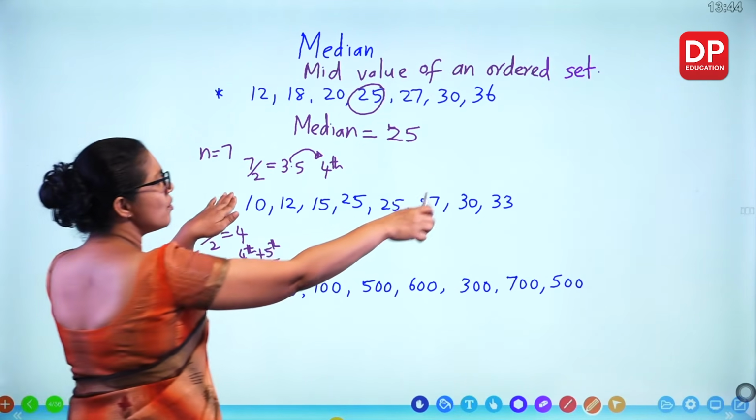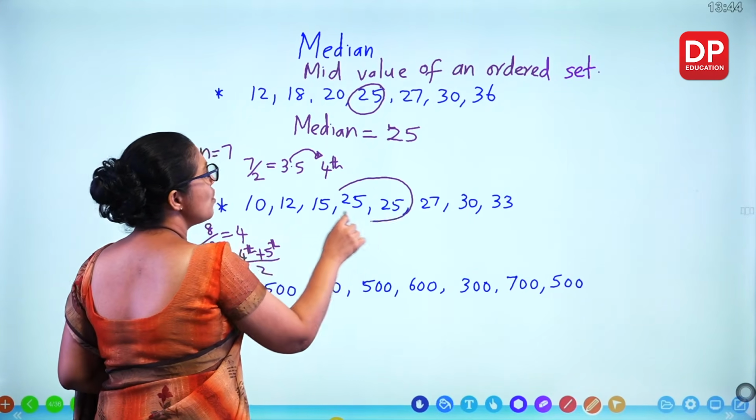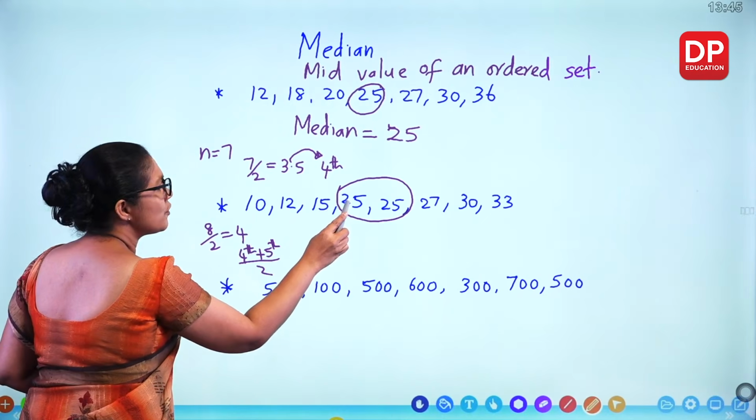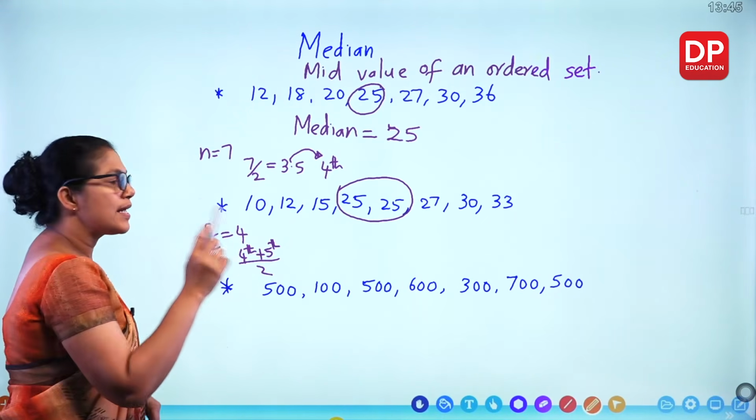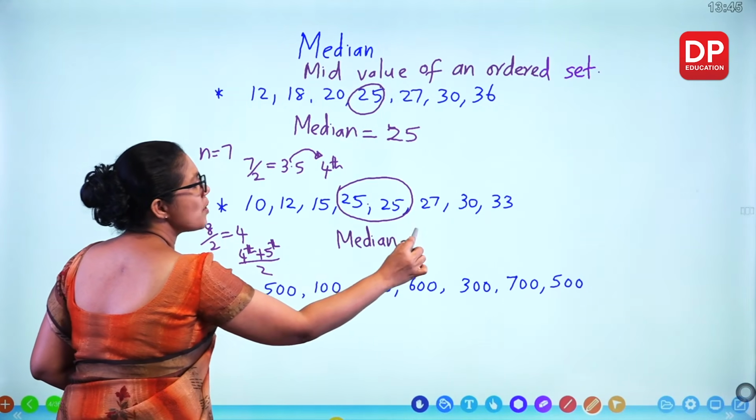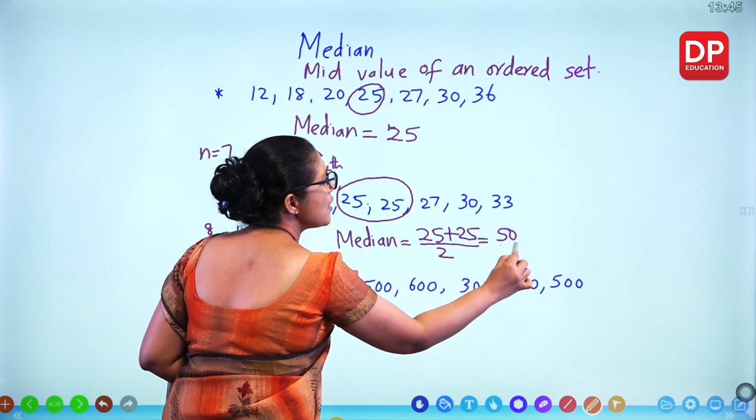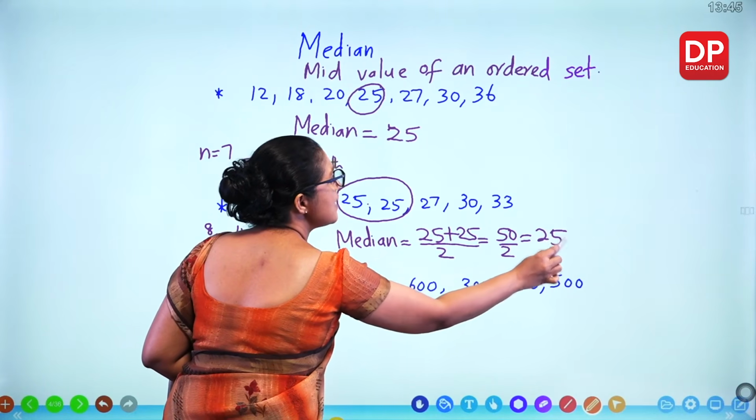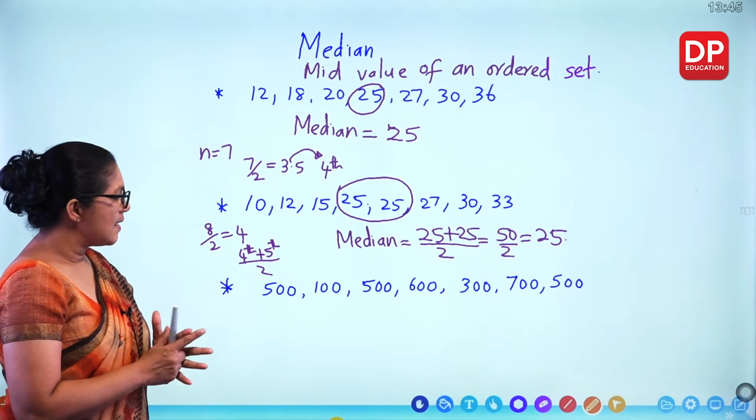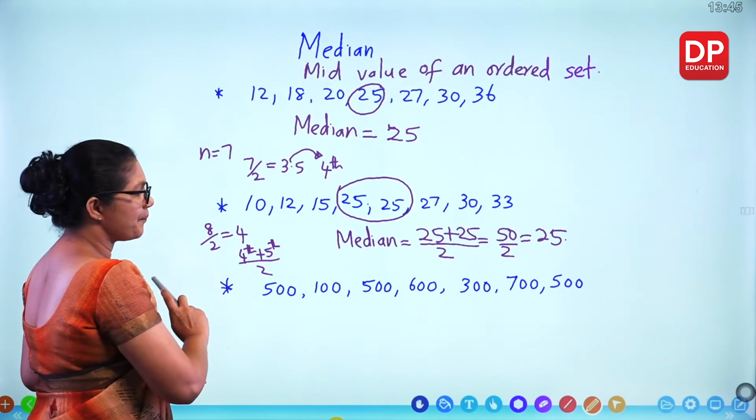Or you can do the cross out method. So cross out like this and you will get 2 mid values. So the fourth one, 1, 2, 3, fourth one is that, fifth one is that. So how do you get the median? You take the average of those two values. So 25 plus 25 divided by 2, that's 50 divided by 2, still you get 25 as a median.